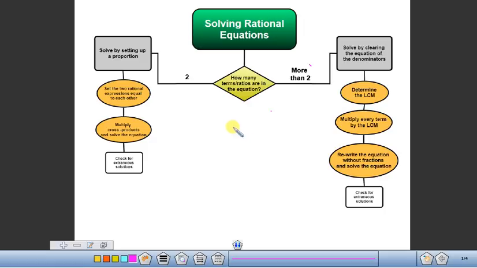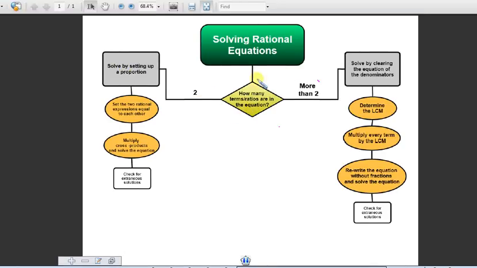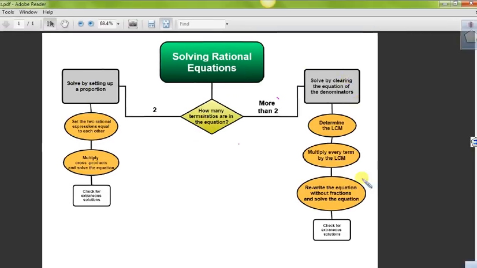In this video we're going to solve rational equations. A rational equation is an equation that's going to have some ratios in it, or fractions. The first thing you want to do is ask yourself how many terms are in the equation. If there are only two, you're going to take this route. If there are more than two, then you'll take this route.